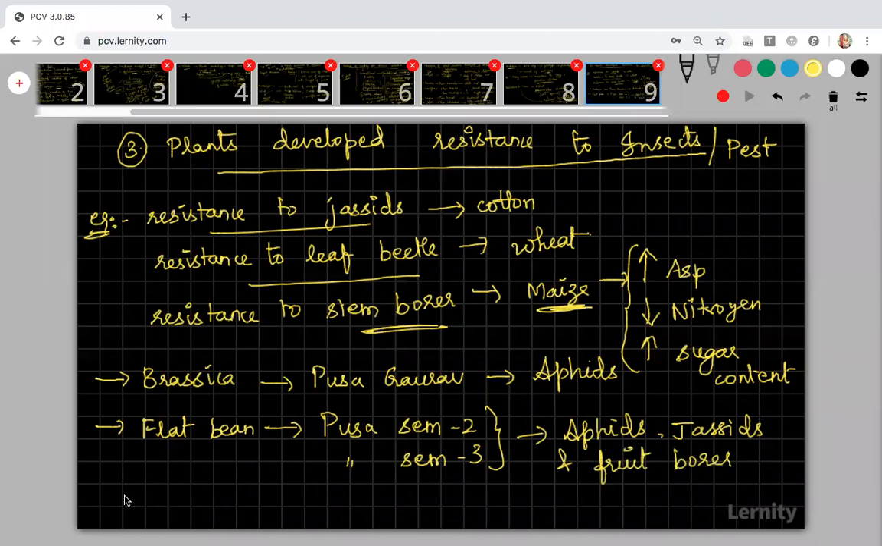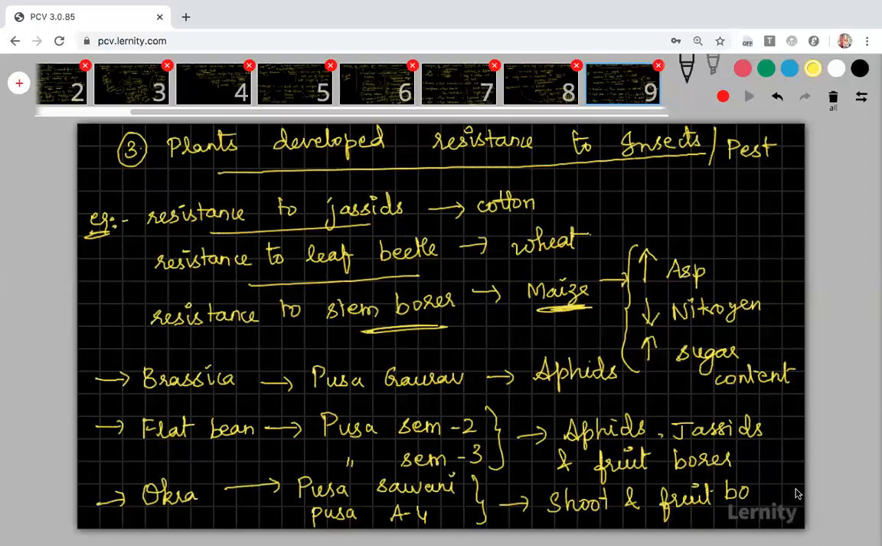And one more crop plant, okra, that is bhindi. Here we have Pusa Sawani and also Pusa A4. These two varieties are resistant to shoot and fruit borer diseases. Already I have listed all these things in examples under the various methods of crop improvement. Now I am segregating them properly under which topic these examples should come.